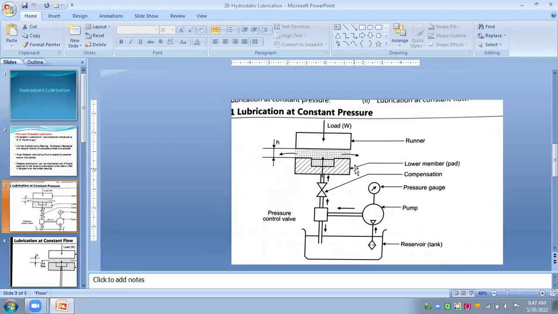The equilibrium position will be reached when the flow is such as to build the pressure necessary to balance the load. This equilibrium is restored in this way: as the load increases, it reduces the flow by decreasing the bearing clearance H, and the recess pressure PR increases. Also, as the load decreases, the pressure PR reduces by increasing the bearing clearance H. Thus the bearing stiffness can be defined as the rate at which the load changes with respect to the bearing clearance. So in this system, we are supplying the fluid through the compensator at constant pressure to the runner and pad.